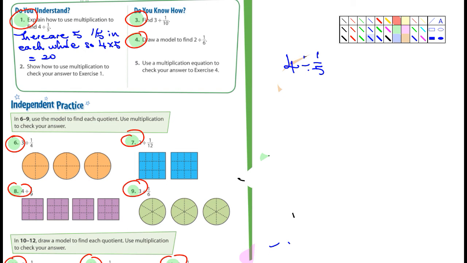Number 4, it says draw a model to find 2 divided by 1/6. Well, so I'm just going to draw 2 circles here. And I'm going to divide those first into thirds. Kind of looks like a peace sign. And then I'll further divide each one of those in half for sixths. So each one of those little slices, if they were pizzas, would be equivalent to 1/6. There's your model.